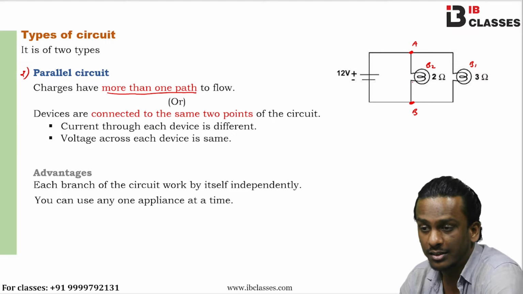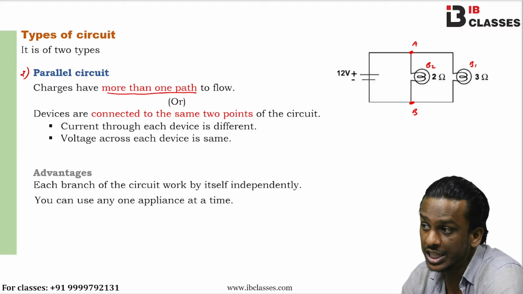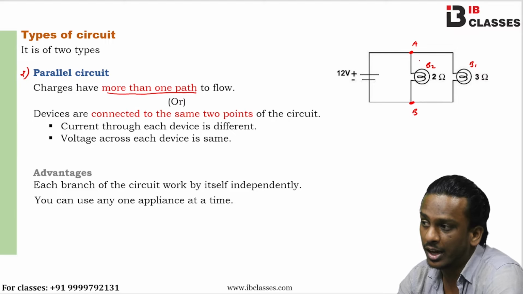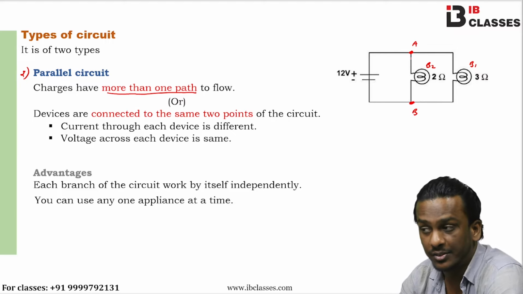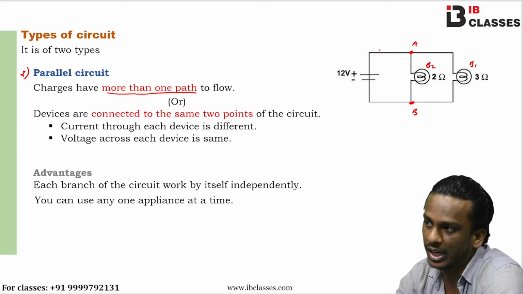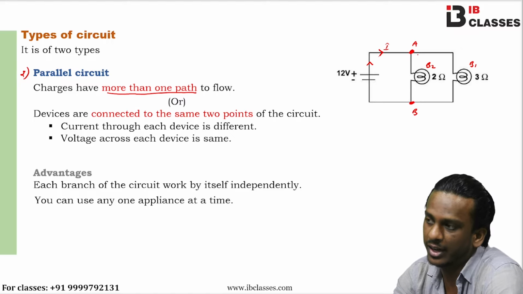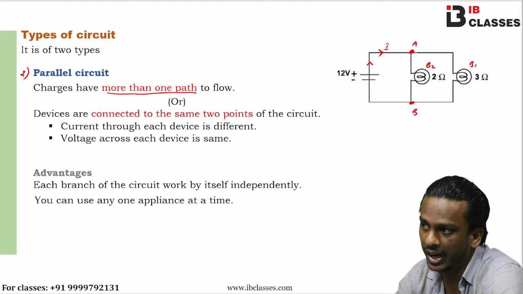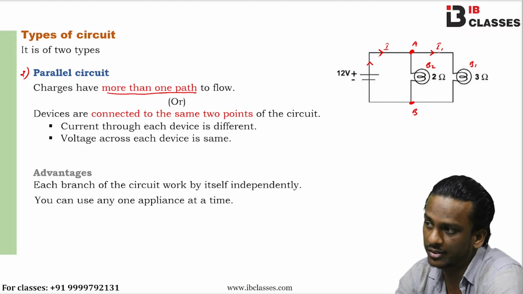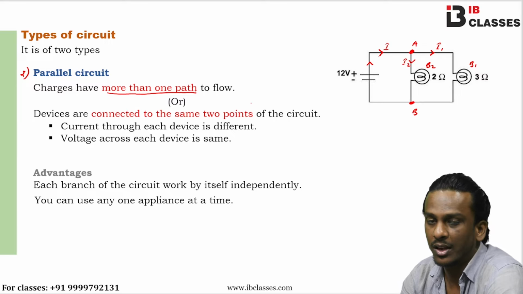And in the parallel circuit, the electric current through each device will be different because there is more than one path within the circuit. Suppose the electric current coming from the positive terminal of the battery is I till the point A, and at point A your electric current will divide into two parts. The first one you can consider here is I1, and this one you can say is I2.